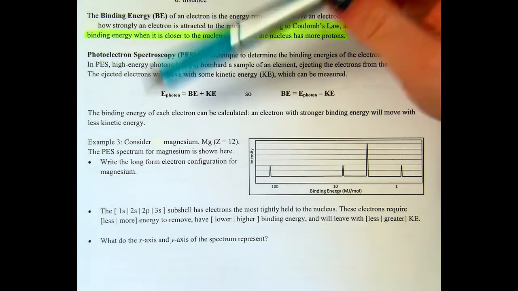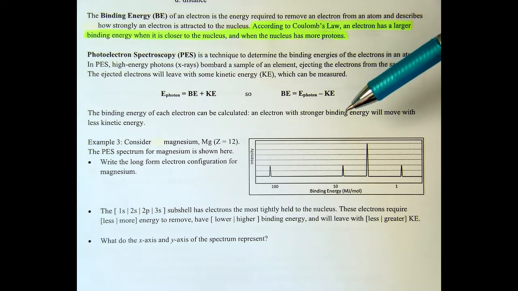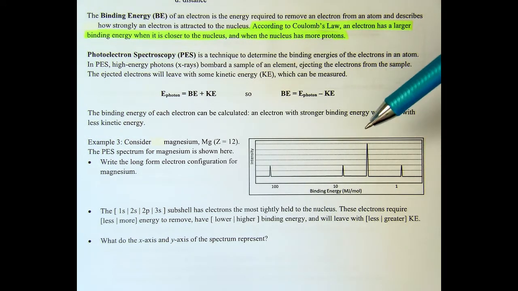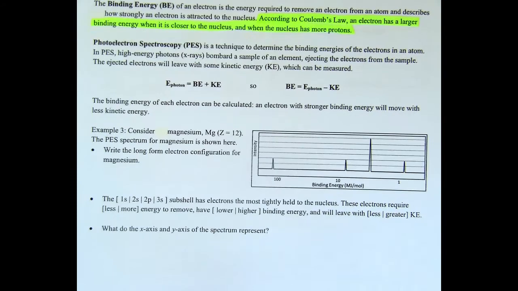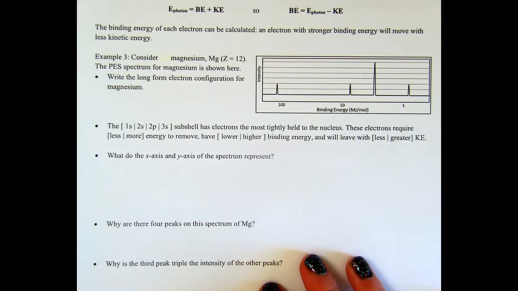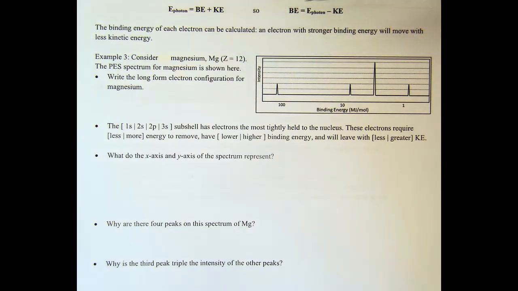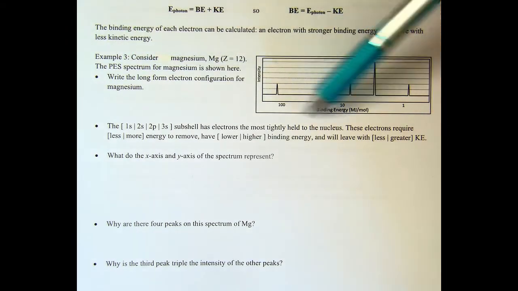Now, the binding energy of each electron can be calculated, and an electron with a stronger binding energy will move with less kinetic energy, because it used up a lot of that energy to break the binding energy. Okay, let's take a look at what this means and why we would care about it. If we look at magnesium, Z equals 12, the PES spectrum for magnesium is shown here.